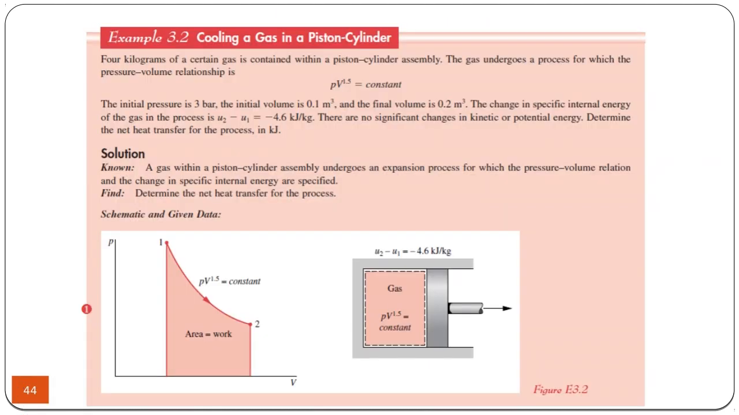Another numerical example. We are given a polytropic process, which is defined as PV to the 1.5 being constant, and we would like to find out the work done as well as the heat transferred during the process of this expansion, going from pressure P1, volume V1 to pressure P2, volume V2.